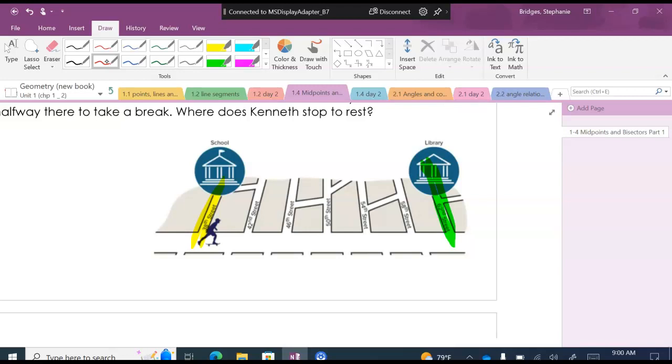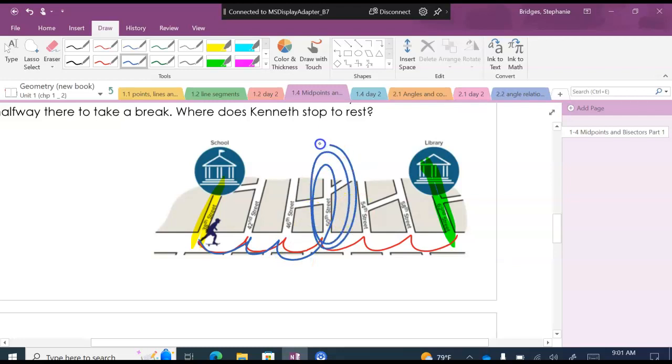If I start where he is, it's 1, 2, 3, 4, 5, 6 places. Halfway through 6 is how many? 3. So I'm going to do it again. Count 1, 2, 3. So guess where he stops? 50th Street. So if they give you a picture like that, just count halfway between. Everybody good with that one?